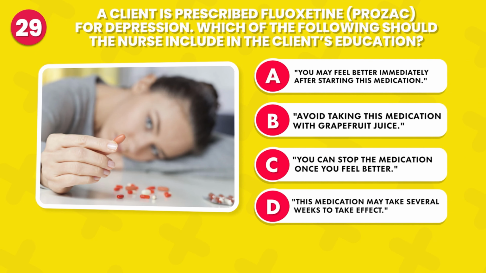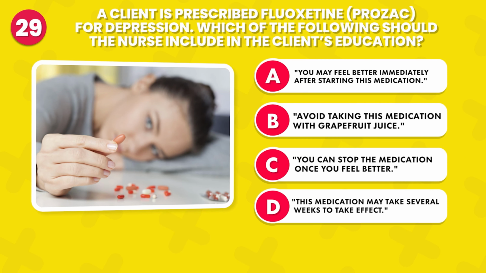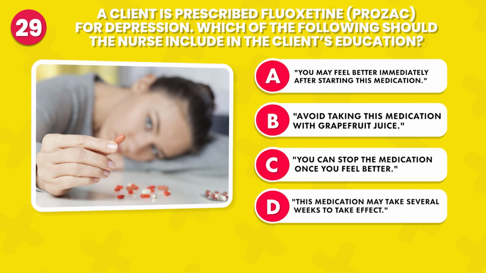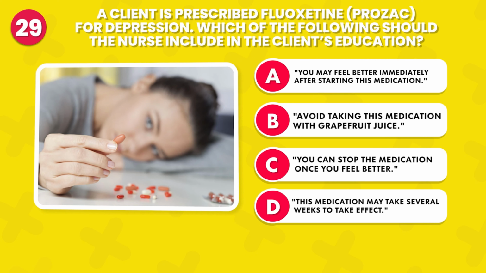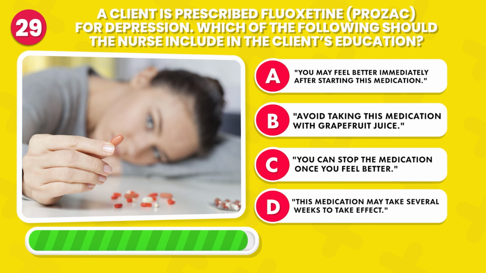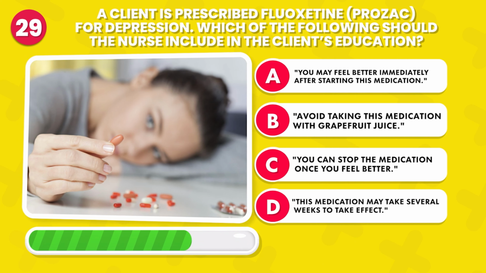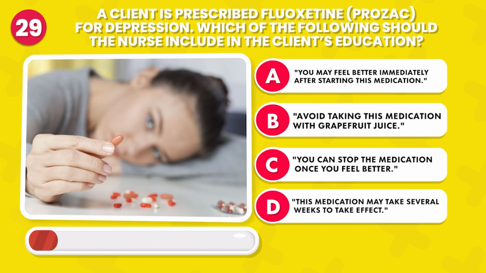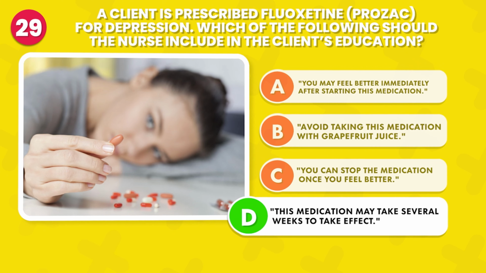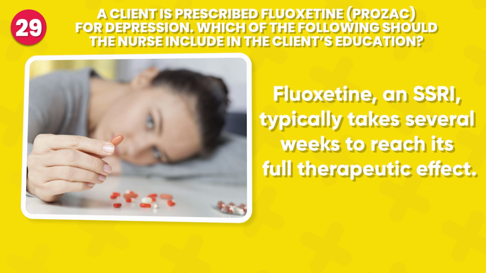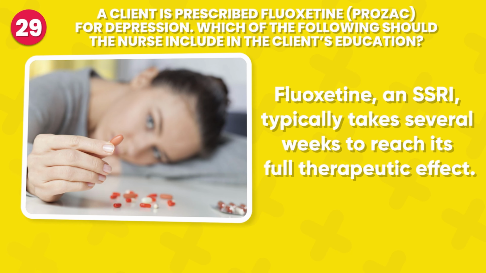A client is prescribed fluoxetine, Prozac, for depression. Which of the following should the nurse include in the client's education? A. You may feel better immediately after starting this medication. B. Avoid taking this medication with grapefruit juice. C. You can stop the medication once you feel better. D. This medication may take several weeks to take effect. It's D. Fluoxetine, an SSRI, typically takes several weeks to reach its full therapeutic effect.